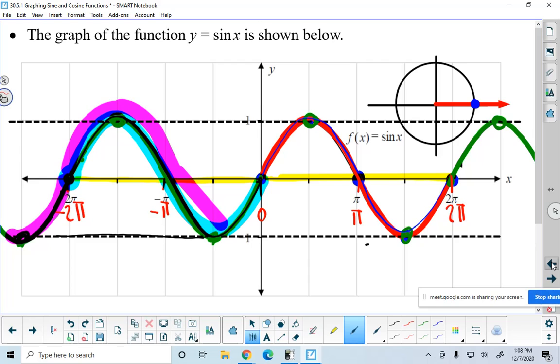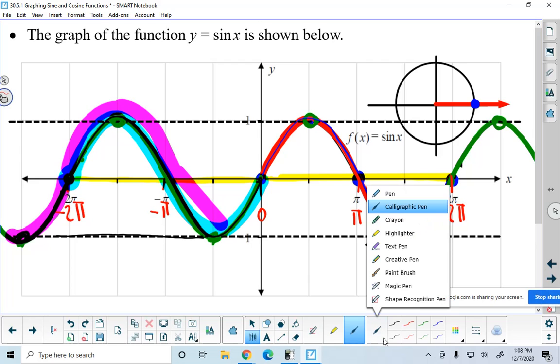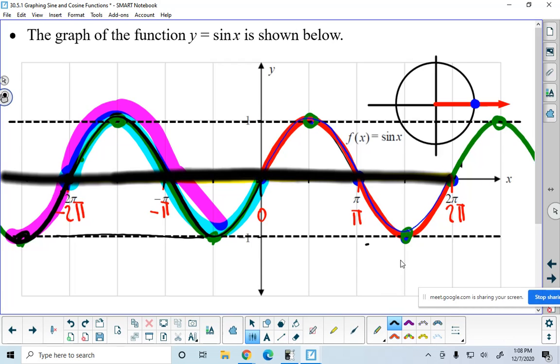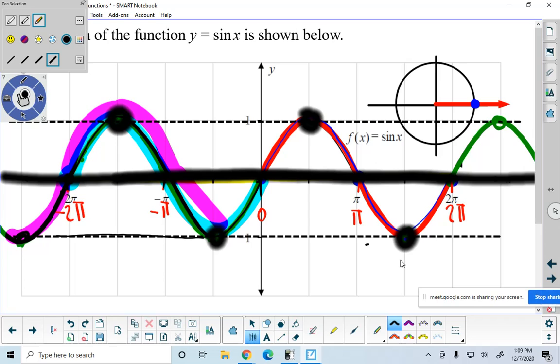So now I'm really going to mess this up. Here's the middle of the graph. This is the middle of the graph. I call it the equilibrium position. This is a maximum point. This is a maximum point. This is a minimum point. This is a minimum point. The amplitude is the distance.